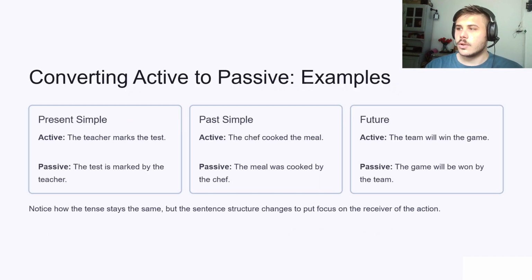Now, here are some examples of converting. We can look at the present simple. The teacher marks the test becomes the test is marked by the teacher. The past simple: the chef cooked the meal becomes the meal was cooked by the chef. And future: the team will win the game becomes the game will be won by the team. Notice how the tense stays the same.